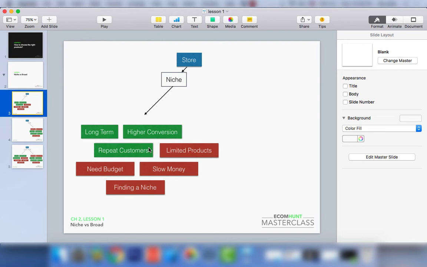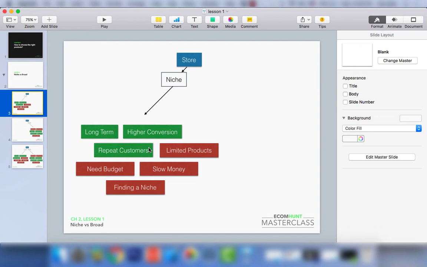The second problem with niche store is the budget. You need to have a big budget for that because it costs a lot of money to compete with your competitors, and you need to brand it, and it takes a long time until you crack the audience and you actually start making money. So if you're going niche, make sure you have the budget. And as you can see, I wrote slow money. What I meant is it takes time, so it's a long-term game. Like I said, it's a positive thing and it's a negative. It's positive because you can have a profitable store for years if you're going niche, and it takes a lot of time until you get to that point.